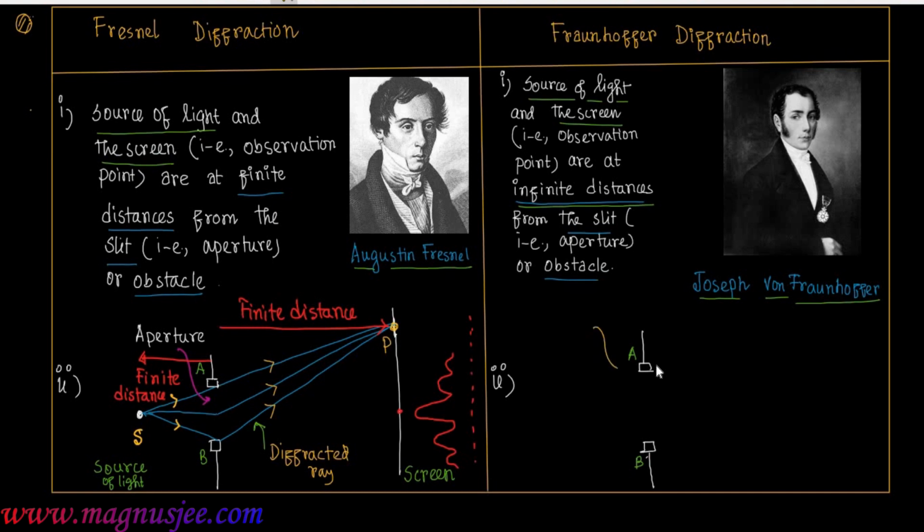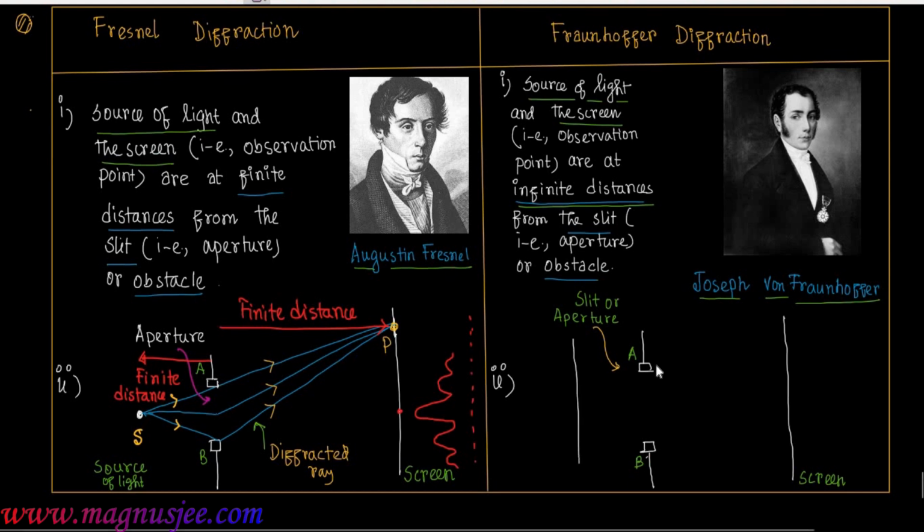For Fraunhofer diffraction, we can consider the diagram in which AB is the slit or aperture. AB is the narrow slit whose width is comparable to the wavelength of light. The screen is placed at a certain distance, and a point source S is also placed at a certain distance. But for Fraunhofer diffraction, the source of light should be at infinite distance from the aperture AB.